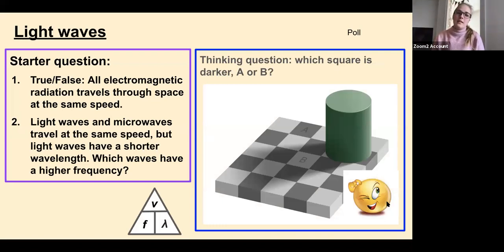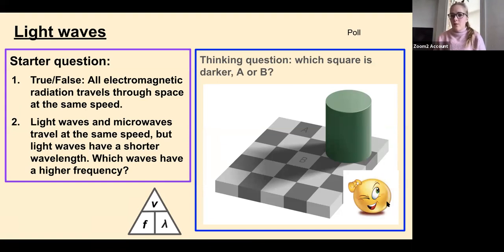The first one is a true or false question. All electromagnetic radiation travels through space at the same speed. Is this true or false? Question 2 is also about electromagnetic waves. Light waves and microwaves travel at the same speed, but light waves have a shorter wavelength. Which of these two waves would have the higher frequency? I've got the wave equation triangle at the bottom for you to look at.